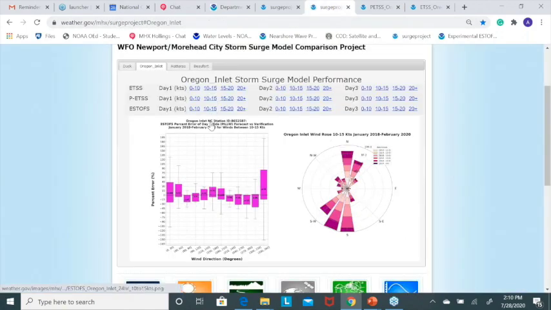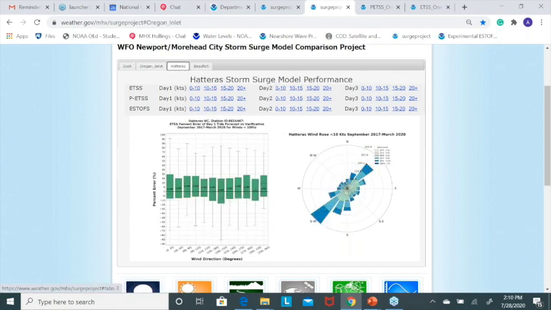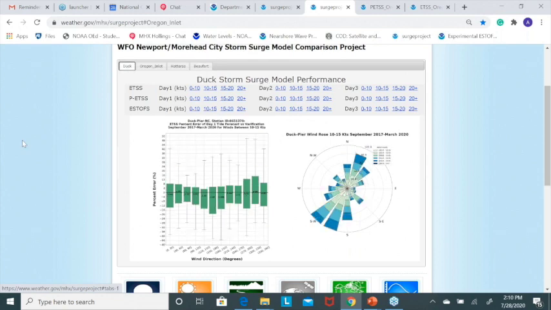We have that for the SDOFs as well. And that's a 24-hour forecast. We have a 48-hour forecast and a 72-hour forecast, and that's for all four locations. So pretty cool tool that we were able to create, and hopefully it helps improve total water level forecasting.